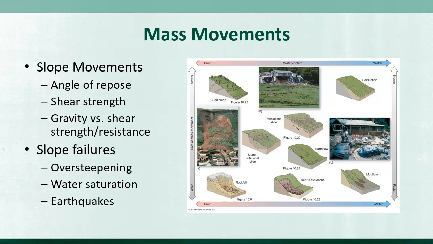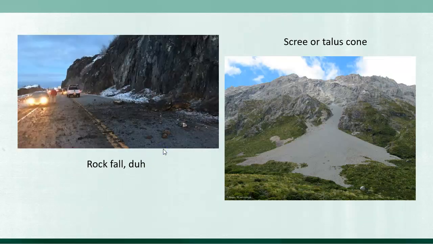Some of these slope failures are very slow and take a lot of time, like soil creep. Others can be very liquid and move very quickly, like mud flow. And this diagram is pretty cool because it tries to capture all the different types of slope movements. I'm just going to show you a couple pictures of some of them so you get a sense of different types of mass movement. Obviously, rocks fall when they break: rock fall.